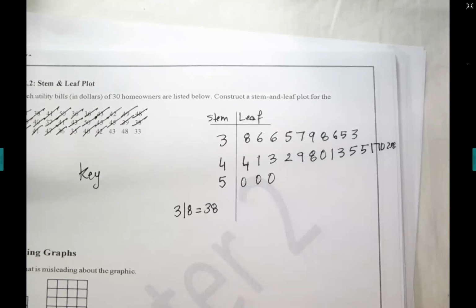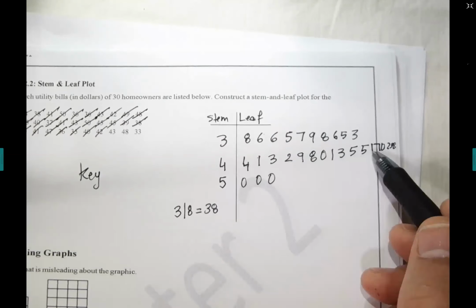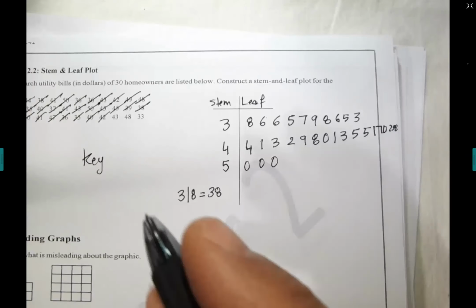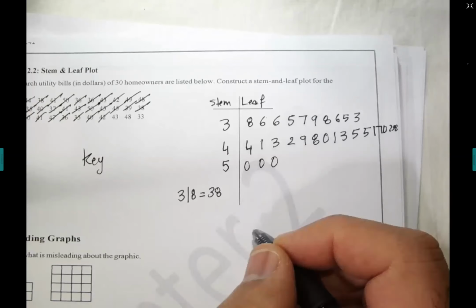Now, does this graph make the data easy to comprehend and read? Yes. Can you guys tell me what would be the most common utility bill? Do you agree with me that it is in the 40s? Because I see most of the data is in the 40s. And I want to show you something, guys. If you rotate this page 90 degrees this way, it's going to look like a histogram. It's very much like a histogram. My question to you before we wrap this up, what about if we have data sets like this?